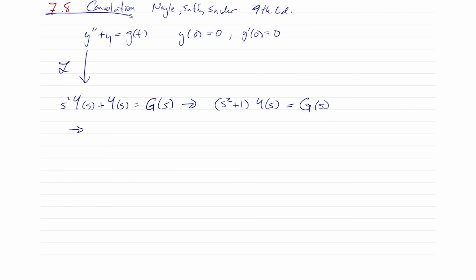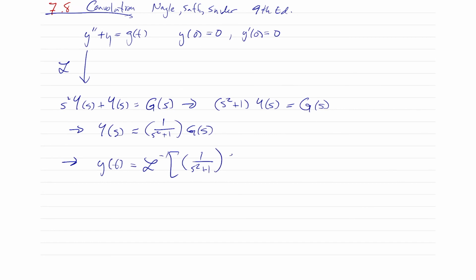And then that tells us that what we are left with is Y of s is equal to 1 over s squared plus 1 times G of s. So that tells us that y of t should be equal to the inverse Laplace transform of 1 over s squared plus 1 times G of s, evaluated at t.